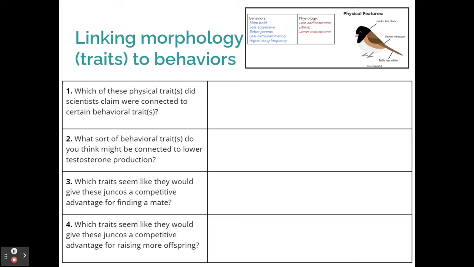Which traits seem like they could give the Juncos a competitive advantage for raising more offspring? By having less extra pair mating, they're spending less time mating and more time with their mate, meaning they have more time in the breeding season to mate and raise broods of offspring. So it's less competition, less trying to find a mate and going through all of that, and they already have their mate.